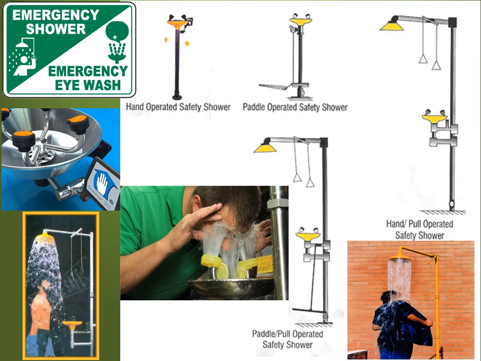Showers may be operated by pulling a simple chain or by standing on a pressure plate. Once activated, the water should continue to flow, leaving both hands free to remove contaminated clothing. Be sure you get the chemical off. You should stay under the shower for at least 15 minutes.